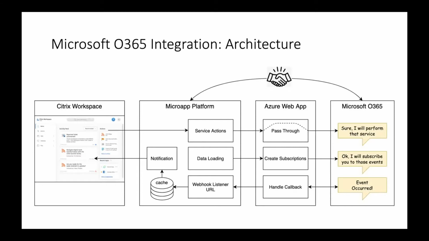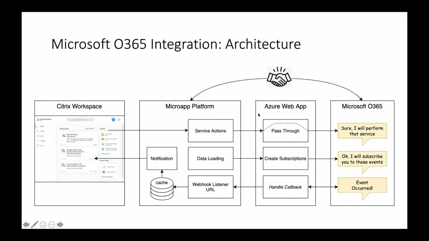So what does the architecture of this solution look like? Well, on the right here, we've got the system of record, which in this case is Microsoft Office 365. We're interacting with that via the Microsoft Graph API. Here we have our middleware, which is hosted on Azure as a web app. And then finally here we have the Microapp platform and Citrix Workspace as usual. Authentication happens directly between the Microapps platform and the system of record, and we're using OAuth 2.0.